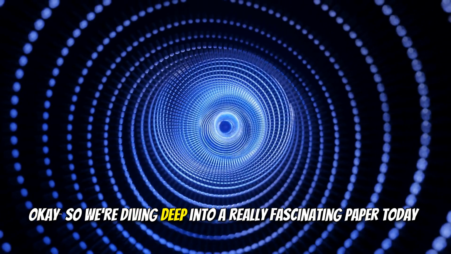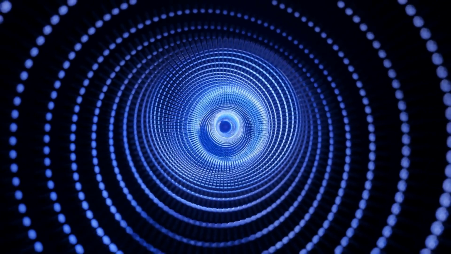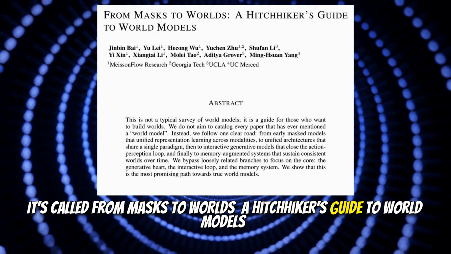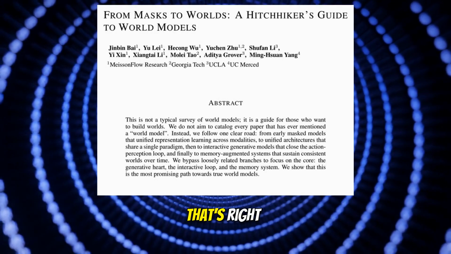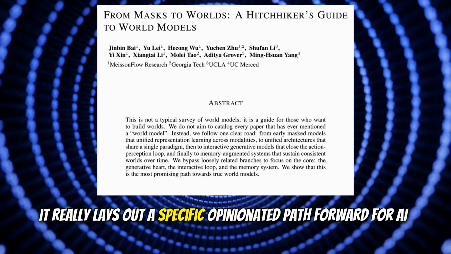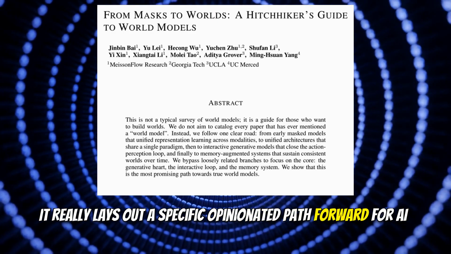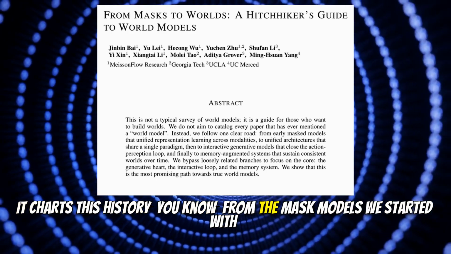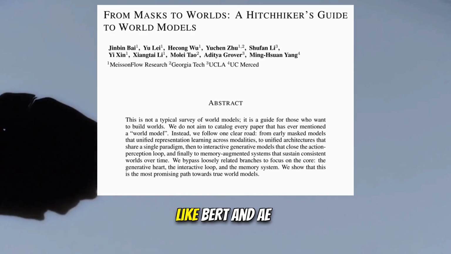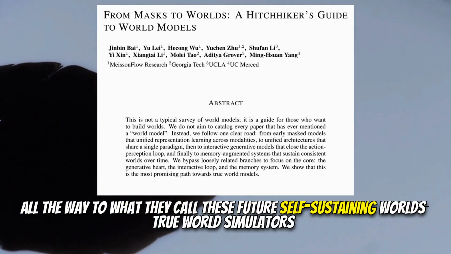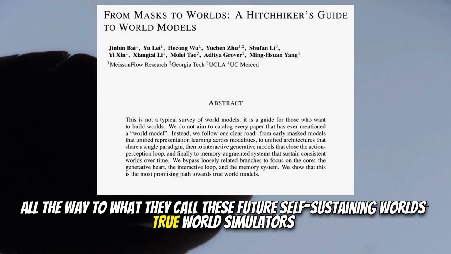Okay, so we're diving deep into a really fascinating paper today. It's called From Masks to Worlds, a Hitchhiker's Guide to World Models. That's right. And it's not just another survey. It really lays out a specific, opinionated path forward for AI. It charts this history, from the masked models we started with, like BERT and MAE. Exactly. All the way to what they call these future self-sustaining worlds, true world simulators.